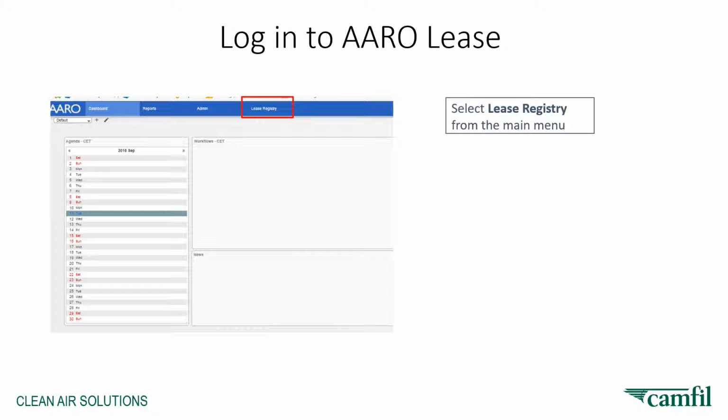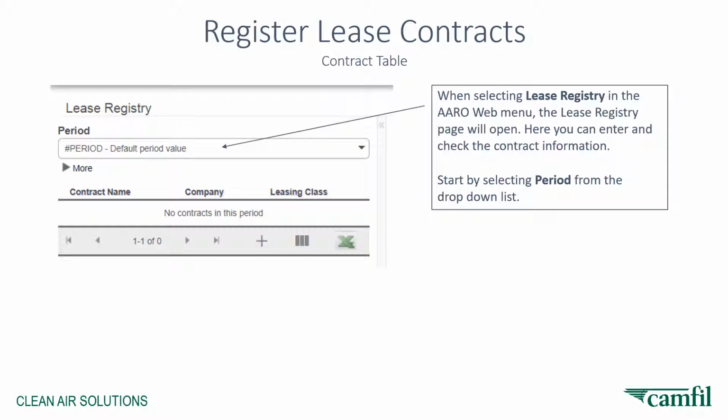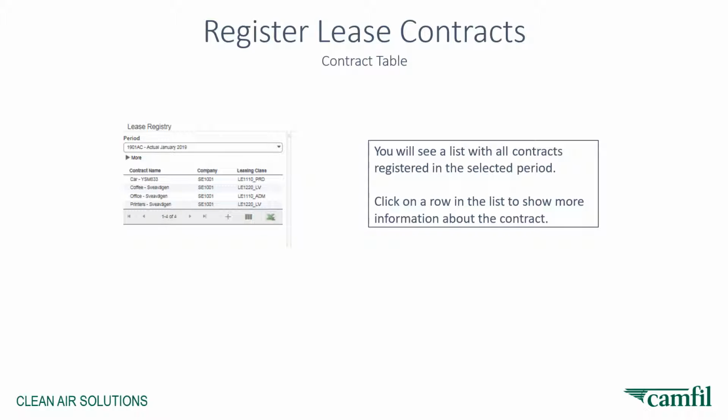Once you have successfully logged on, select Lease Registry from the main menu. Now let's take a moment to take a deep dive into lease contracts. When you select Lease Registry from the main menu, you'll come to this screen, which shows the period, or the default period value. As you can see, there are no contracts in this period yet. On this Lease Registry page, you will enter and check all contract information by first selecting Period from the drop-down menu. This action will open up a list of all contracts that are to be registered for the selected period in a table. You can click on a specific row in the table to find more information about the contract.